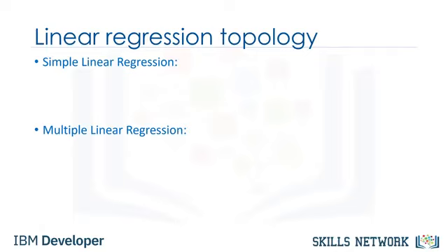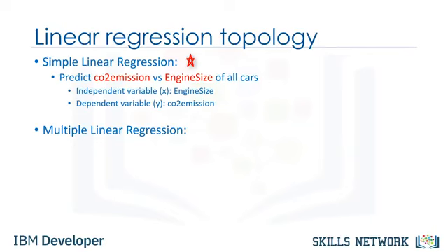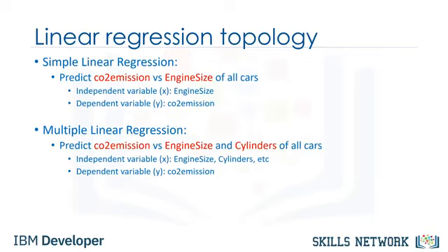There are two types of linear regression models. They are simple regression and multiple regression. Simple linear regression is when one independent variable is used to estimate a dependent variable. For example, predicting CO2 emission using the engine size variable. When more than one independent variable is present, the process is called multiple linear regression. For example, predicting CO2 emission using engine size and cylinders of cars. Our focus in this video is on simple linear regression. Now, let's see how linear regression works.